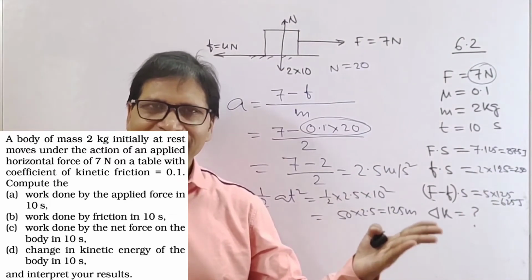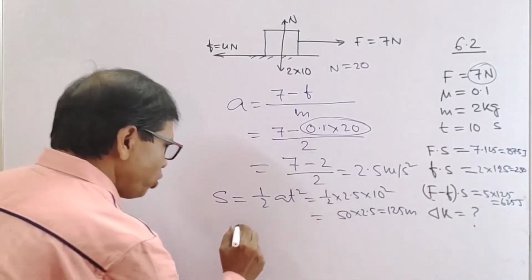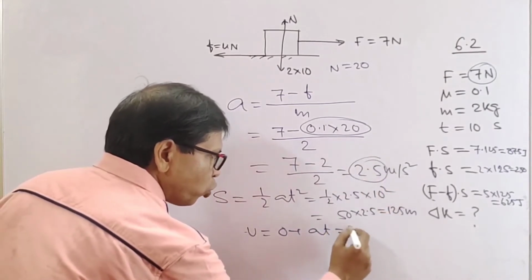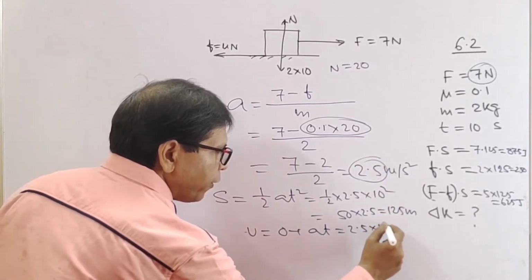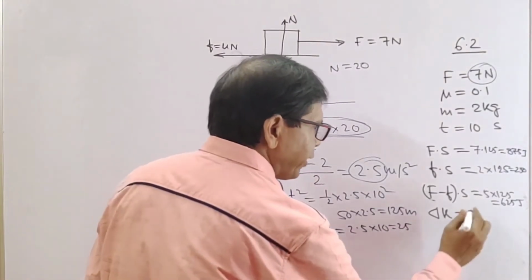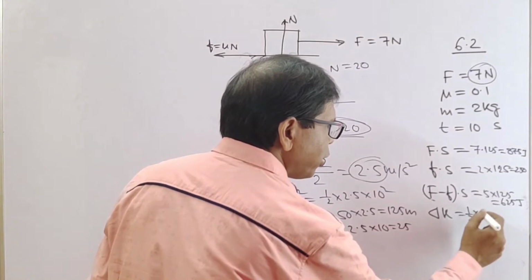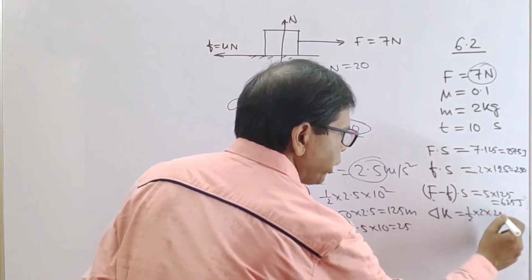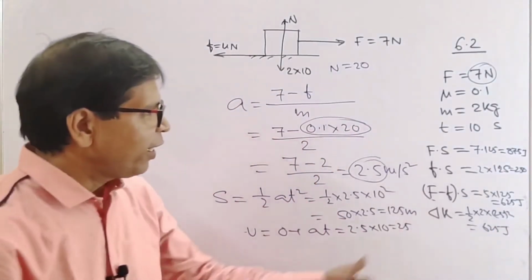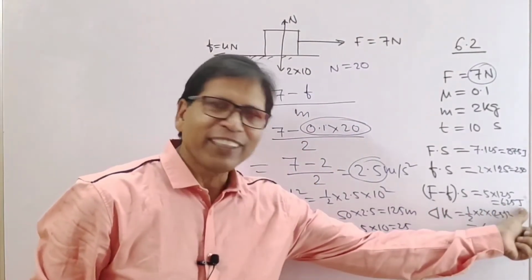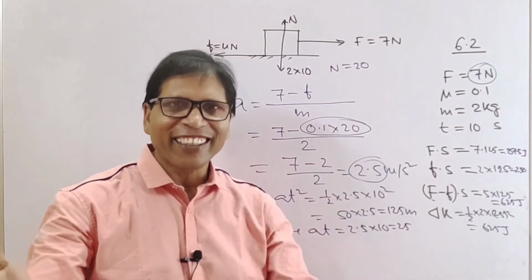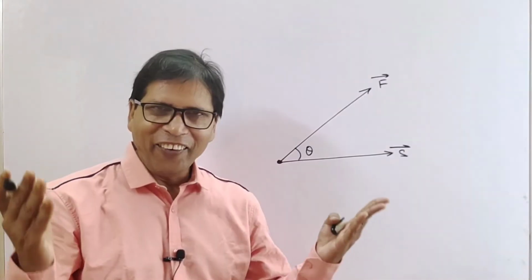Now we have to calculate change of kinetic energy. Here velocity v equal to 0 plus a into t. A is 2.5, so this is 2.5 into 10, so this is 25. Okay, now the change of kinetic energy is half m v square, mass is 2 and v is 25, so this is 625 joule. Look at this, work done by net force is equal to change of kinetic energy. Okay, understood?